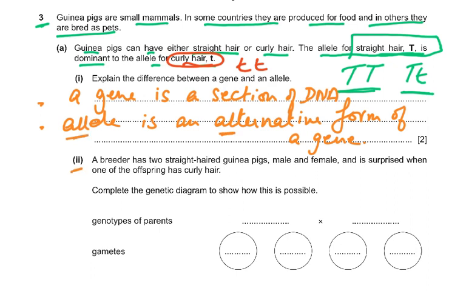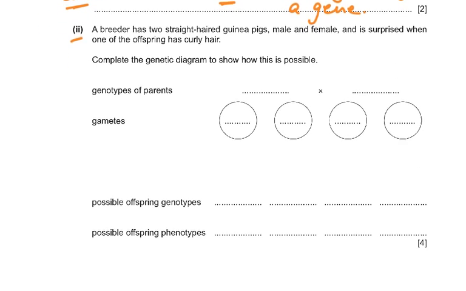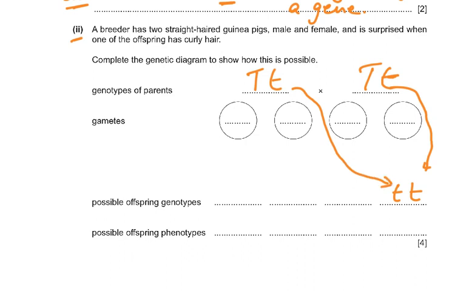Now coming to part 2, a breeder has 2 straight-haired guinea pigs, male and female, and is surprised when one of the offspring has curly hair. So what have you to have in the offspring? You have to remember is you have to have small t, small t. Now, how are you going to have that? If the parents have to be big T, small t, because one small t has to come from one parent and the other small t has to come from the other parent. So you couldn't have said this. How would they have a child small t, small t? So this had to be heterozygous. Only then you can have this.